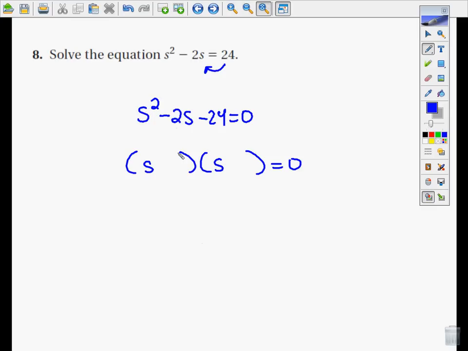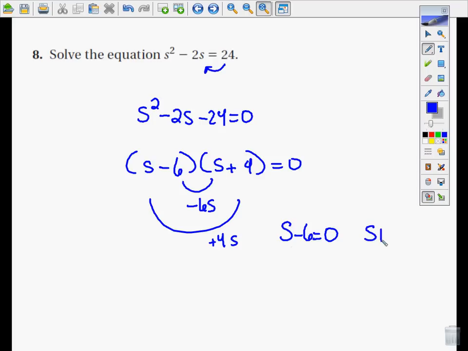I know 6 and 4 are 24, and they differ by 2. I need a negative 2s, so the 6 needs to be negative and the 4 needs to be positive. And again, I can check it. Negative 6s, positive 4s gives me a negative 2s, and a negative 6 times a positive 4 is a negative 24. Now I'm going to set these both equal to 0. S minus 6 equals 0, so s equals 6. S plus 4 equals 0, so s equals negative 4.